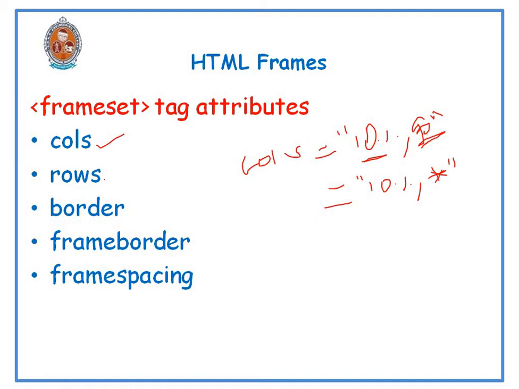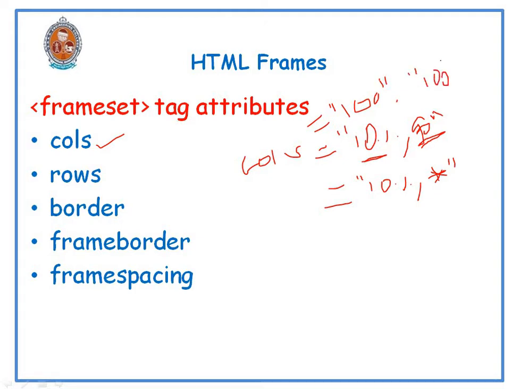Coming to the attributes of the frameset tag, there are 5 attributes. The first one is COLS. As the name indicates, the COLS attribute is used to divide the browser window into columns. We can specify the values of the columns attribute in 4 ways. First, we can specify the column values by using ordinary pixel values.